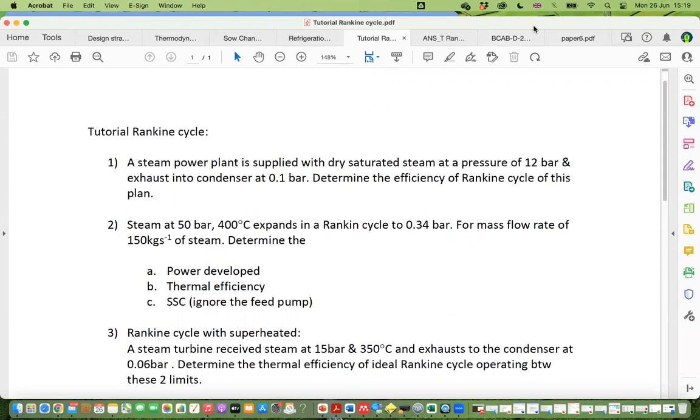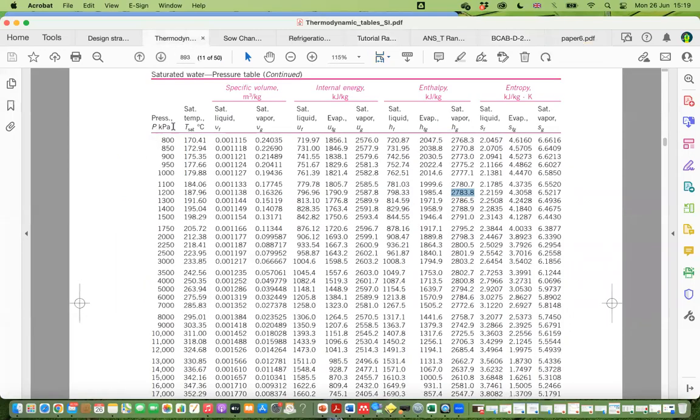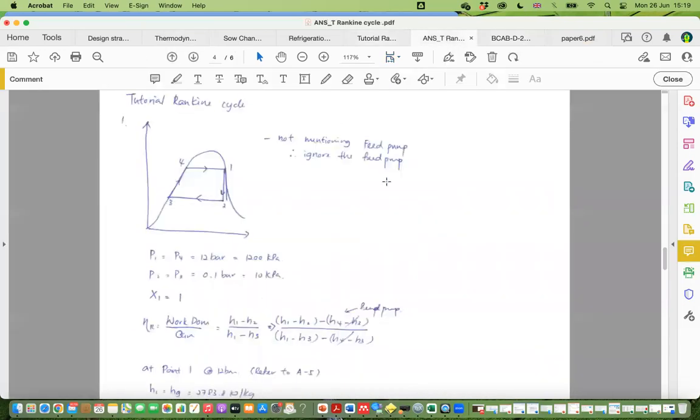Okay, if you look at the first question, the steam power plant is supplied with dry saturated steam. Dry saturated means x equals 1, so it's the dryness, at 12 bar and its condenser at 0.1 bar. Remember to convert all of them into kilopascal, so refer to the table, which is in kilopascal. So change it into kilopascal.